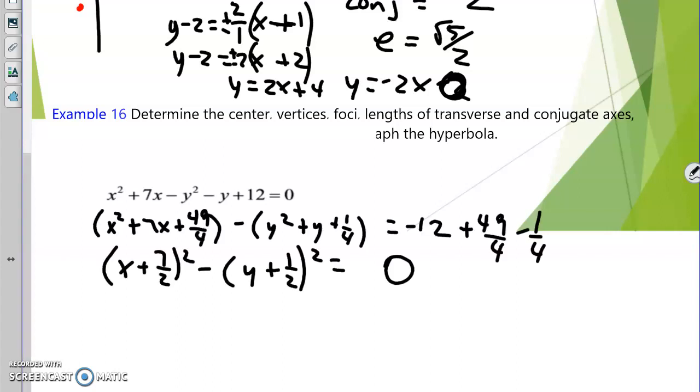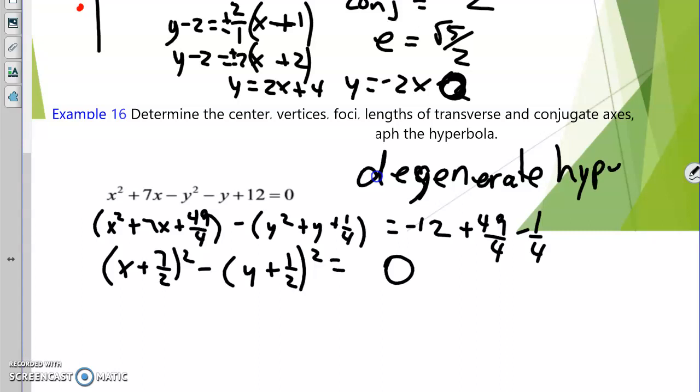Alright, so when I completed the square, I ended up with x plus 7/2 squared minus y plus 1/2 squared equals 0. Normally we want these to equal 1, so this is called the degenerate case. And you can certainly look in your book about the degenerate hyperbola. And they have an example in there.